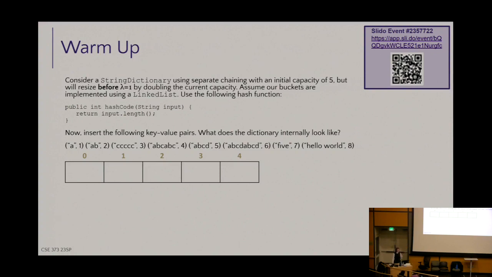Any questions at the onset here? The Slido should be active, yeah? What's the lambda? Lambda I will define as the current amount of items in the hash table divided by the capacity of the hash table. Or you might see it on a slide as N over C. Any other clarifying questions? If not, we'll answer them afterwards. So go ahead, take 3 minutes, and we'll come back together. The Slido should be open.